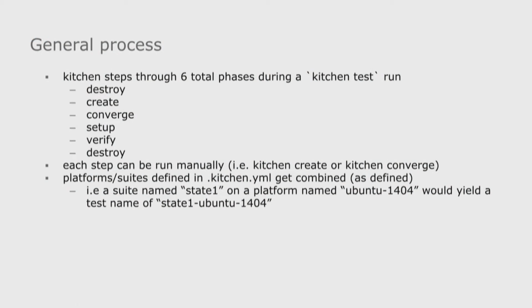And then, like I said, each step you can run manually. So I can run kitchen create for a particular platform suite, and it'll go provision that VM, and then not do anything else. That's all it's going to do is provision it. Then if I were to run converge, it would create it, apply the state, be done. And if I run verify, then it's going to create it, apply the state, and then run my tests. So I can step through each one of those manually or whichever way I want to get at it. Typically, once you put it into something like Jenkins, you just run kitchen test to do the entire process.